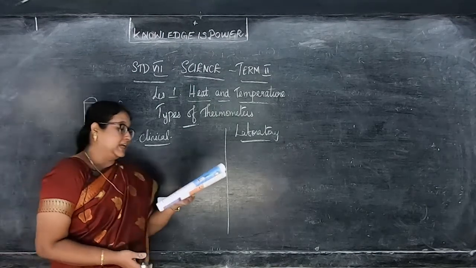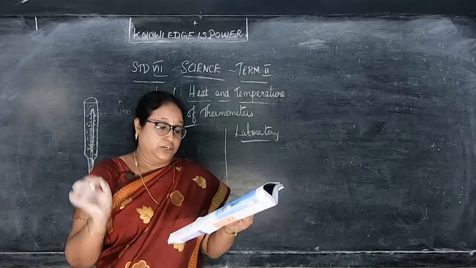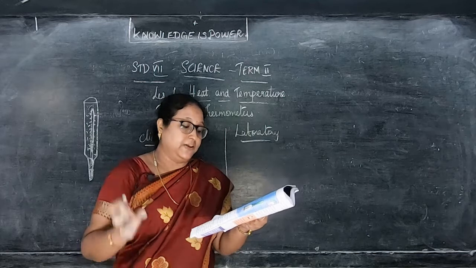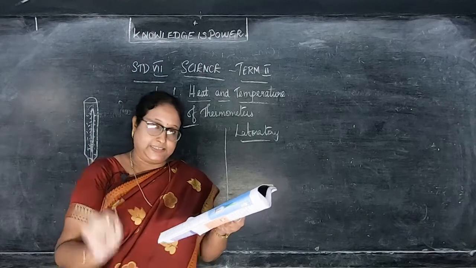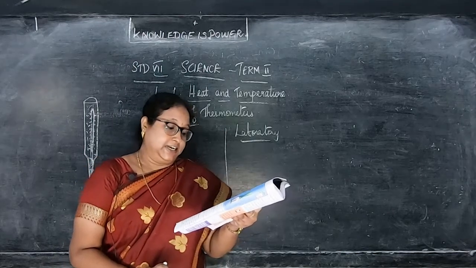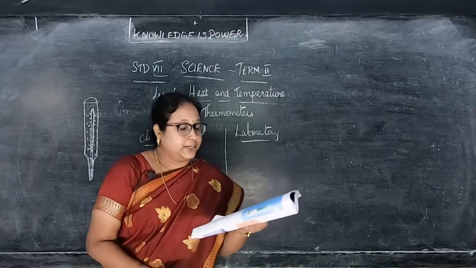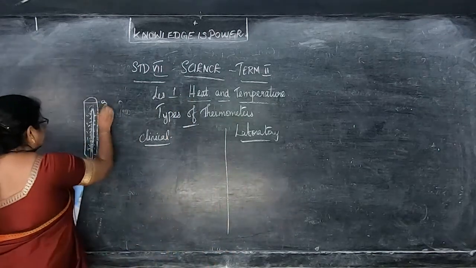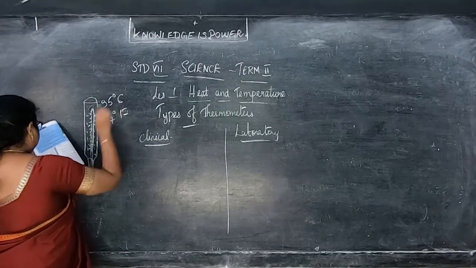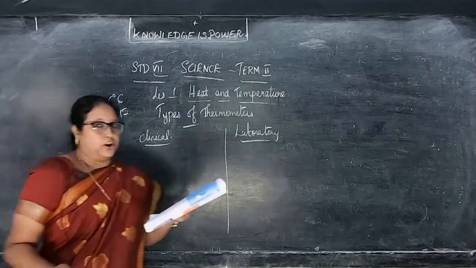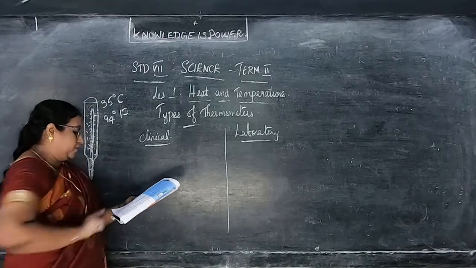Now since the Fahrenheit scale is more sensitive than the Celsius, body temperature is measured in F only, that is the Fahrenheit scale. A clinical thermometer indicates temperatures from a minimum of 35 degrees Celsius, or 94 degrees Fahrenheit, to a maximum of 42 or 108.